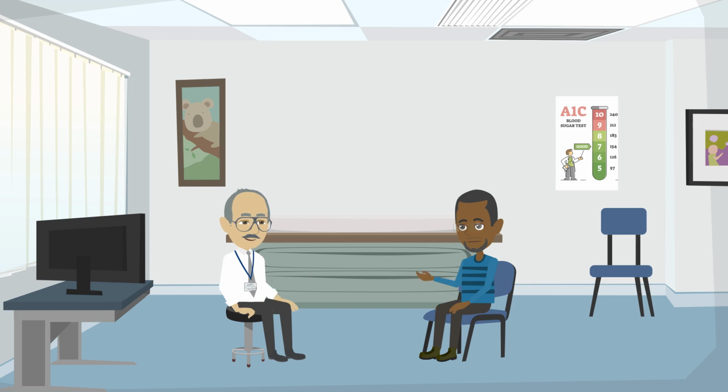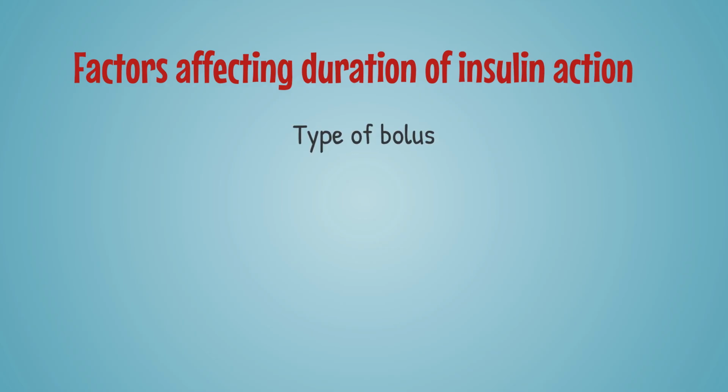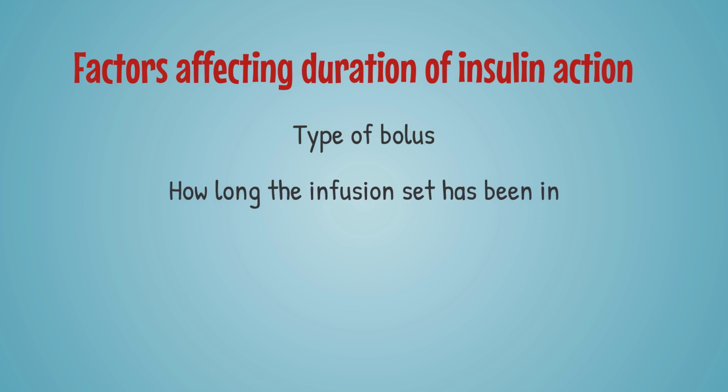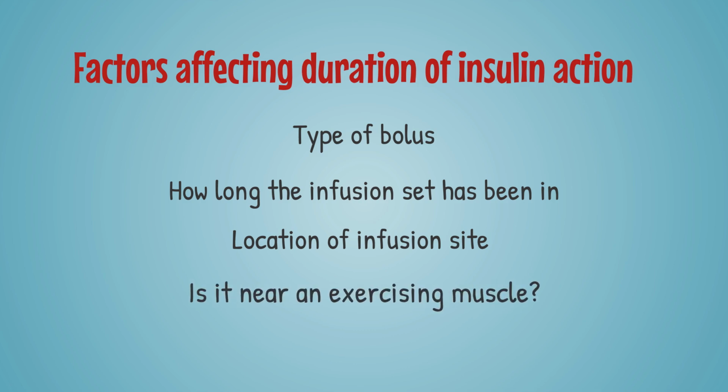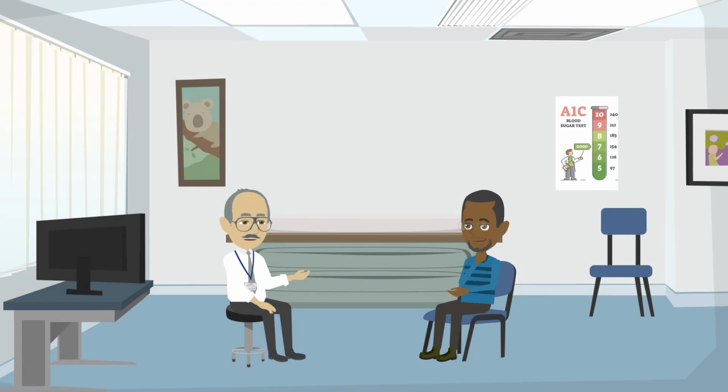Is there anything that can affect the active insulin time? Yes. The type of bolus, as in regular, combination, or extended bolus, affects active insulin time. How long the infusion set has been in has an effect. The site location matters too. For example, duration of action is longer in the thighs than abdomen. Sites near exercising muscles hasten insulin action. There are many more factors like insulin resistance, temperature, and any medications that you might be on.